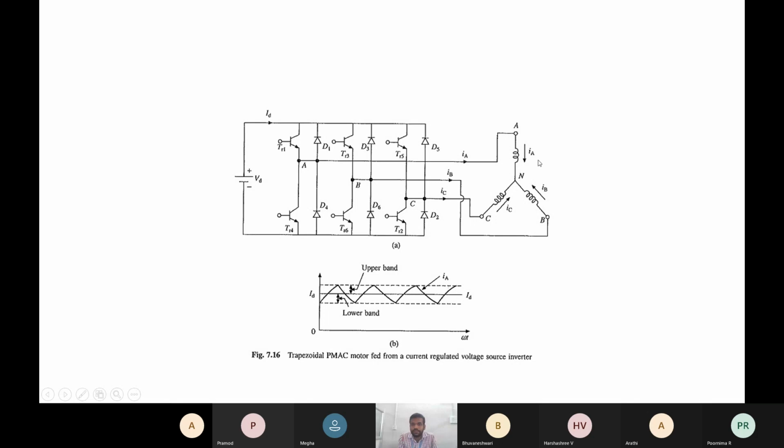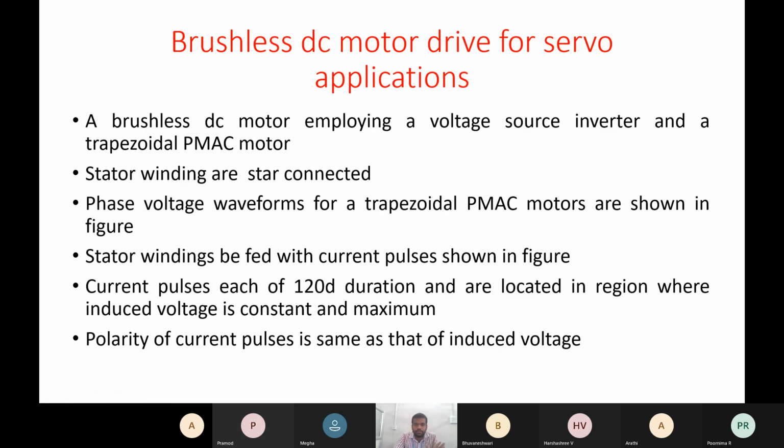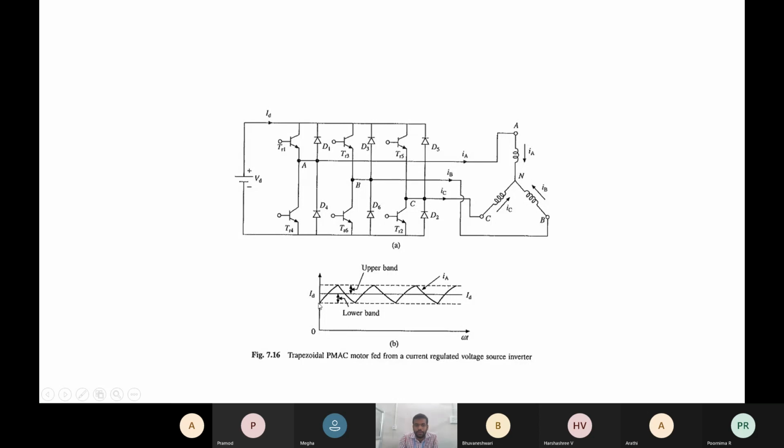This is fed into the stator of the synchronous brushless DC motor, which is called the trapezoidal PMAC motor. Here we are giving the input as trapezoidal current waveforms. That's it. So, as I have told, the stator windings are current fed with current pulses. These are our current pulses, so the stator winding is fed with our trapezoidal current pulses.